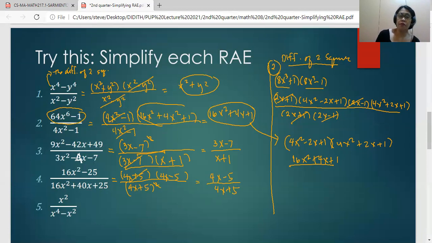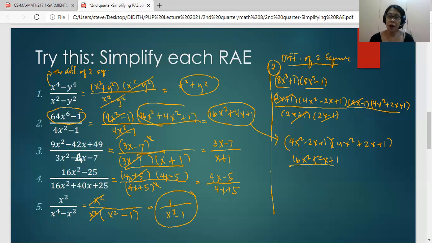And for number 5, we know that the factors of x squared are x and x, but we will not do that. Instead, we will just write this here. And x squared is common to both terms here, so we will divide both terms by x squared. So x to the fourth divided by x squared, we have x squared. And then x squared divided by x squared is 1. So the common factor is x squared. So for number 5, simplified, we have 1 all over x squared minus 1.